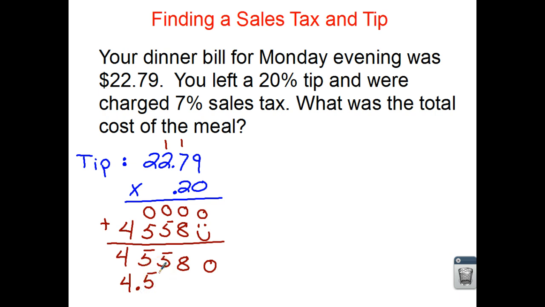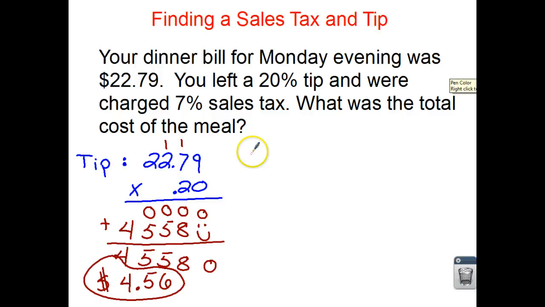All right, now here's what I was talking about when it comes to rounding. If I'm looking for the nearest cent, I have 4.55, but I need to look to the right, and that 8 actually tells me to round that 5 up to a 6. So we have $4.56 when it comes to the tip. Now I'm going to leave that here for a second, and we're going to go do the sales tax at 7%.